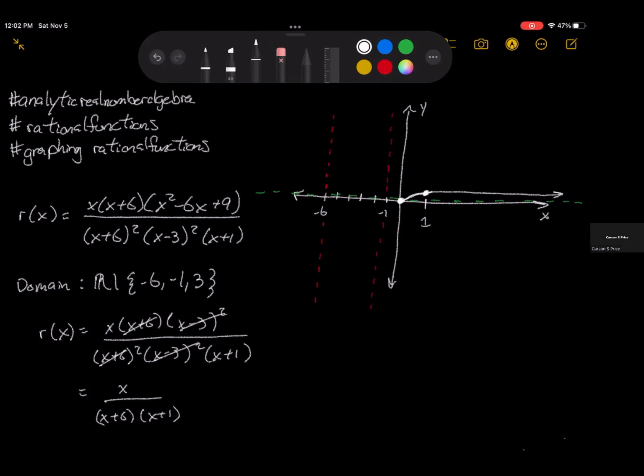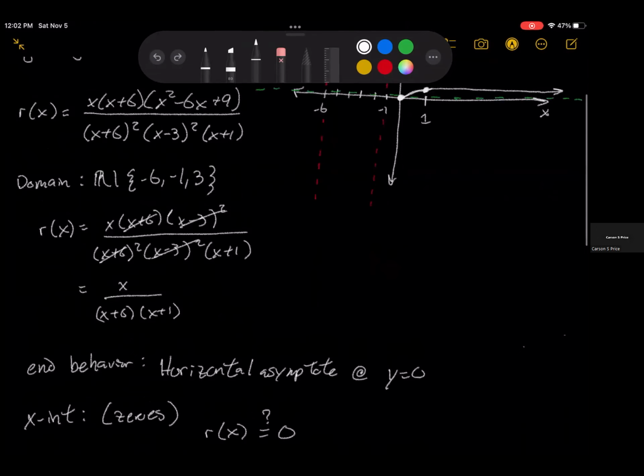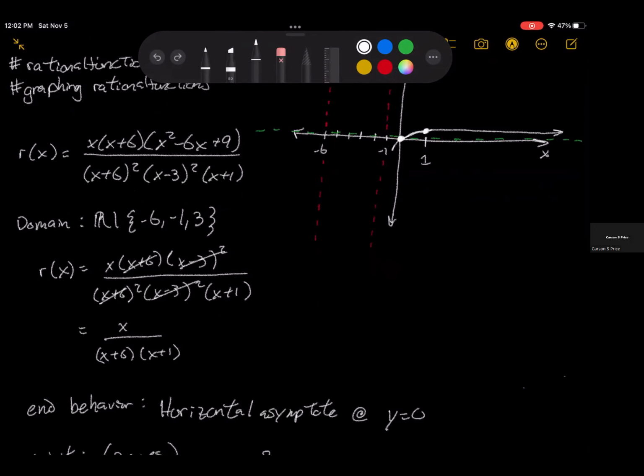Because of the multiplicity of that 0, look at this simplified version of your function, that 0 occurs once in your numerator. So because of odd multiplicity, you're going to pass through it, and consequently, you're forced to approach that vertical asymptote from the right as you move towards negative infinity, right? You got to go downwards there.